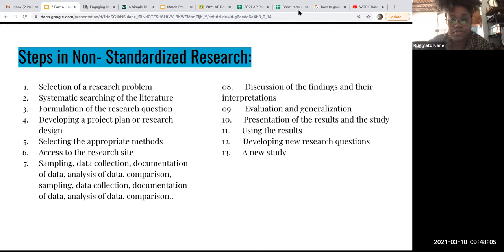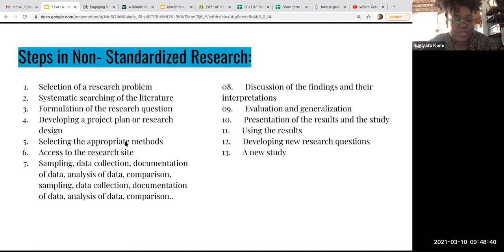So in terms of the steps in non-standardized research, you have similar steps without the ones that were bolded in the first one. So you're going from a research problem, you're still searching the literature, you're still formulating a research question and developing a plan. You're selecting appropriate methods, which is the step at which you guys are now. So you all are at step 5. You're accessing the research site. And again, we talked about how this could be virtual versus in person.